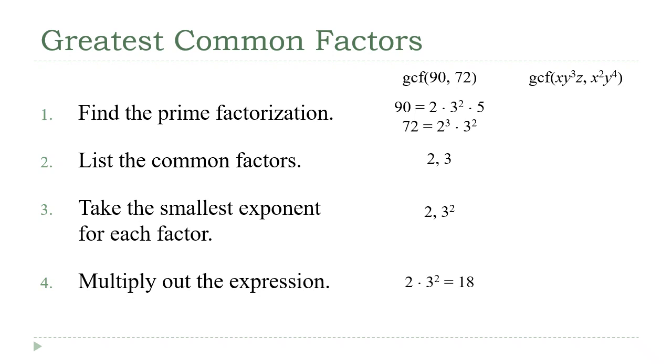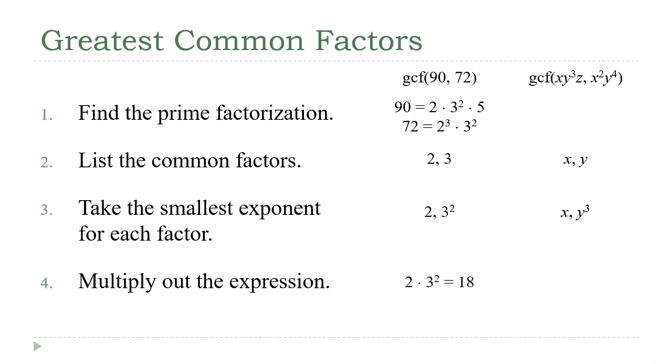So I'm going to jump right to step 2 here, and I'm going to list the factors that they have in common. Well, they both have an x, they both have a y, they do not both have a z. So x and y are on my list, but the z is not. Now, again, I'm going to do the same step as with the numbers. I'm going to take the smallest exponent of each. That's going to be a 1 for the x and a 3 for the y.